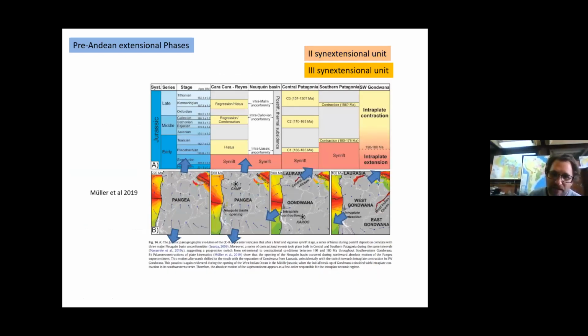So the change in the main orientation of the early Jurassic to late Jurassic depocenters in the Southern Andes could be explained by the absolute movement of Pangea and then West Gondwana during the Jurassic. Basically, Pangea moves parallel to the subduction zone during the early Jurassic, and this movement changes in the late Jurassic to a movement which is directed to the northeast. So the main direction of the extensional depocenters could be explained by this change in the absolute movement.